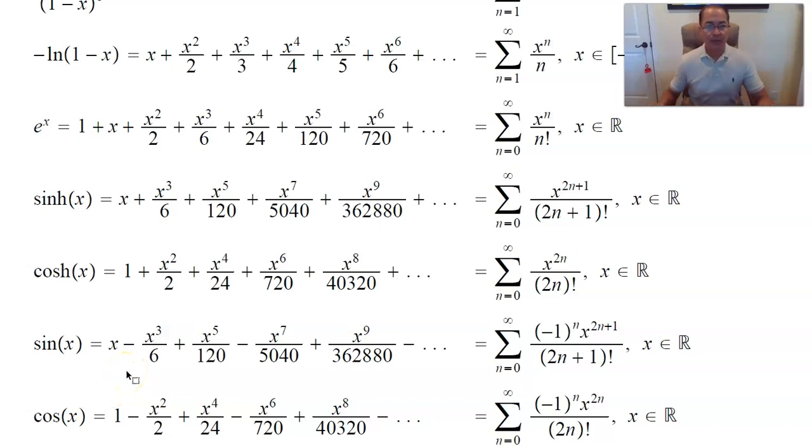And of course, sine of 0 is 0. So only the odd terms survive for sine. And similarly, only the even terms survive for cosine. It's alternating because we saw cosine x and negative cosine x as some of our derivatives. Cosine of 0 is 1, negative cosine of 0 is -1. So that accounts for the alternating signs.